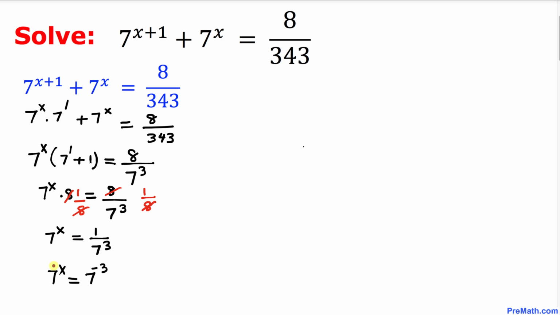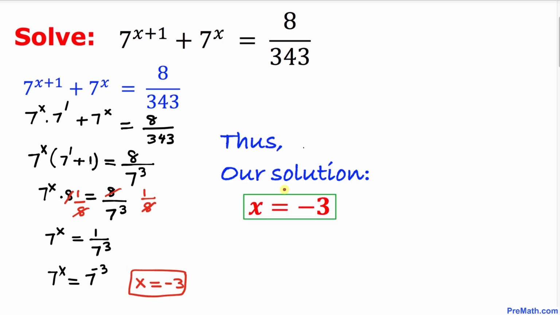And now we can see that we have the same base 7 on both sides. So that means we can equate these exponents. So that means x is going to be equal to negative 3. So thus our solution turns out to be x equal to negative 3.